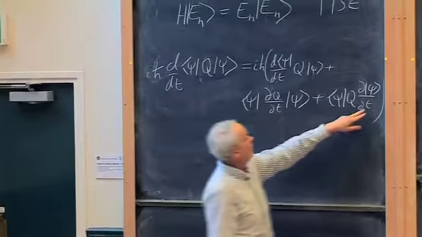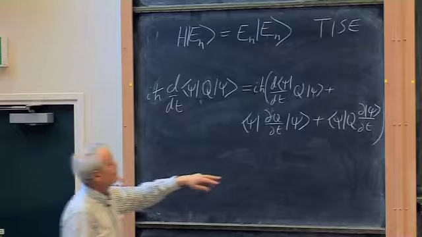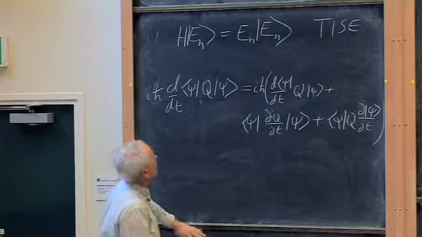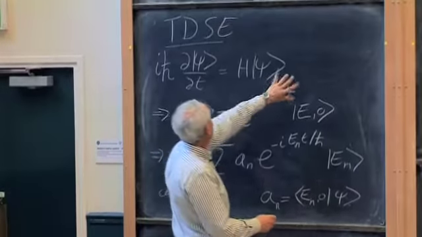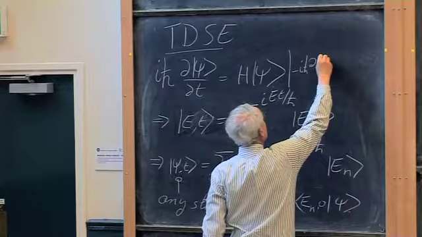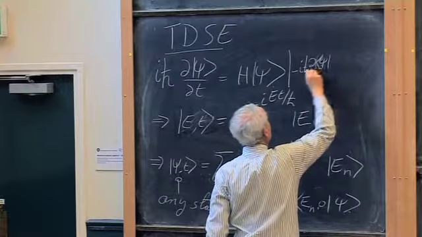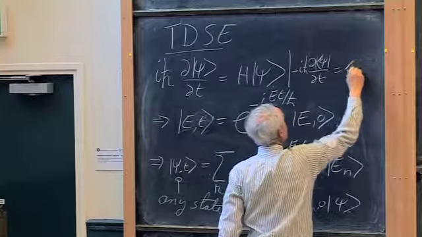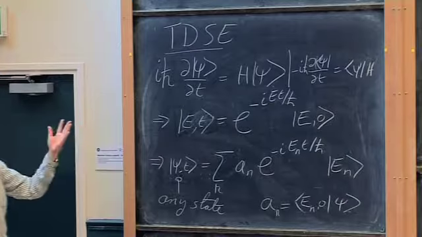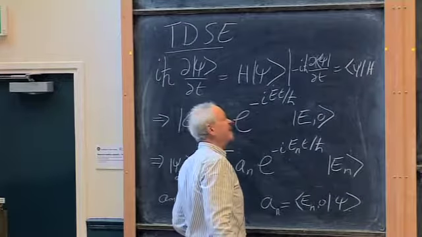So here we have an i h bar rate of change of psi, so this can immediately be replaced by H of psi. Here we have the bra psi, and the original equation. We can take the Hermitian adjoint of the original equation, when it becomes minus i h bar d by dt of the bra psi equals bra psi H. Remember the rule when we take Hermitian adjoints is we reverse the order of the symbols and we take the adjoints of the individual bits.